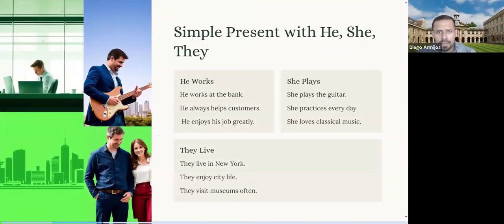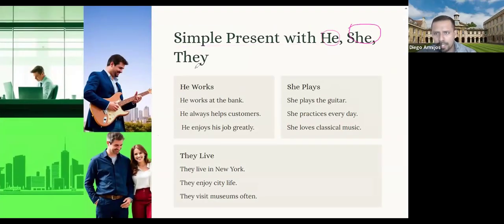As we can see here, we have, for example, simple present with he, she, and then we're gonna use they. For example, he works. We're gonna put the S at the end because we're conjugating the pronoun he. He works at the bank. Él trabaja en el banco, ¿no? He always helps customers. He enjoys his job greatly, right? Él disfruta de su trabajo enormemente.